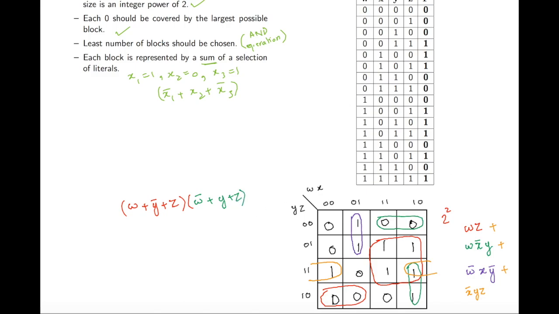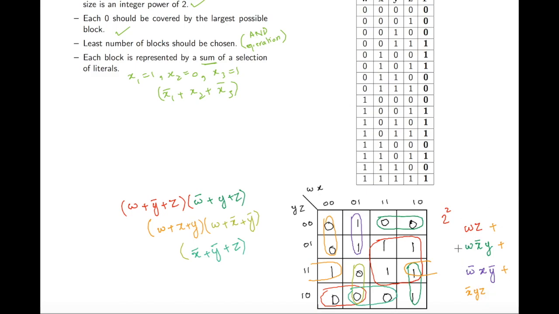Now let's choose this guy. This guy has w and x both equal to 0 and y also 0. So w plus x plus y. Now we have to choose this guy. This guy is w 0, x 1 and y 1. So w plus x bar plus y bar. And lastly, we have to choose this guy, which has x equal to 1, y equal to 1, and z equal to 0. So x bar plus y bar plus z.